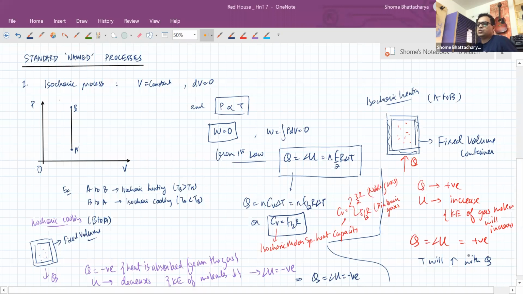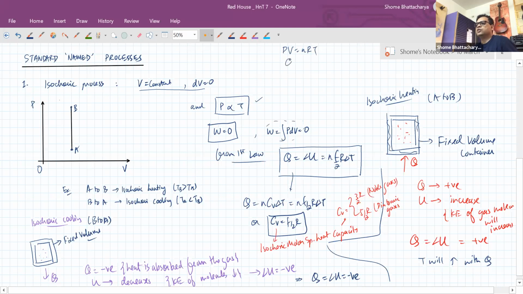Okay, so that's the isochoric process. The few things you should remember about isochoric is obviously volume is constant. That's one thing you should remember. So pressure is proportional to temperature. That directly comes from PV equal to nRT. Then volume is constant, so work done is zero because the definition of work done is like this.